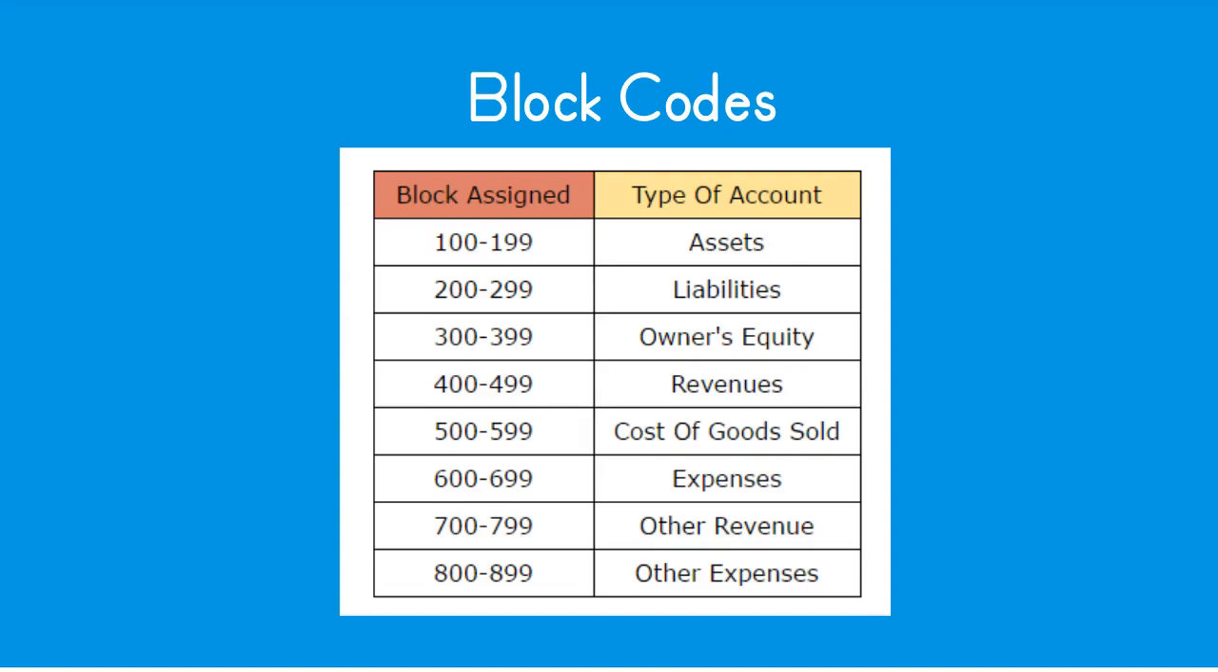The first digit number represents the type of account, asset, liability, etc. If the first digit number is a 1, this account is an asset. If the first digit number is a 2, it is a liability, and so on. The block assigned for the type of account is used to assign account numbers to the individual accounts.